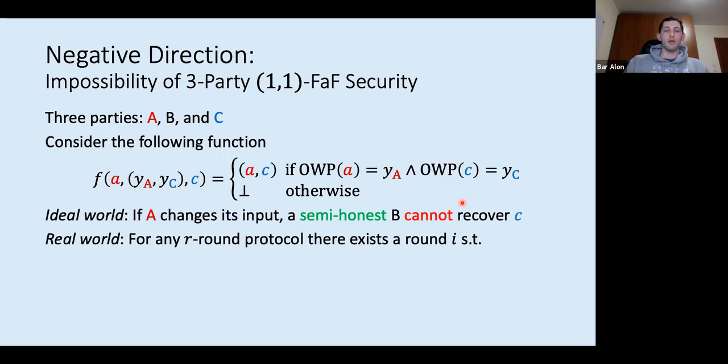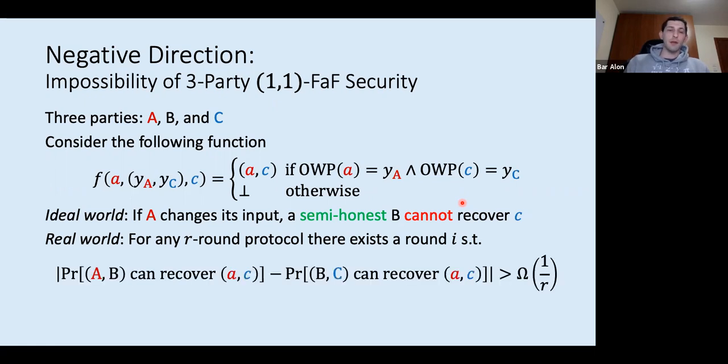In the real world, I showed you that in any protocol, there exists some round I with a jump. Specifically, we can show that there is a jump between the information that A and B hold and the information that B and C hold. So either A and B learn more than B and C, or B and C learn more than A and B. I'll explain it later. So this is in contrast to the ideal world.